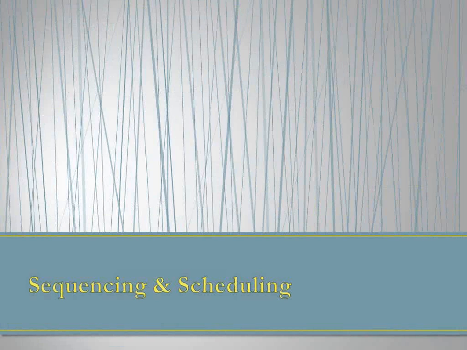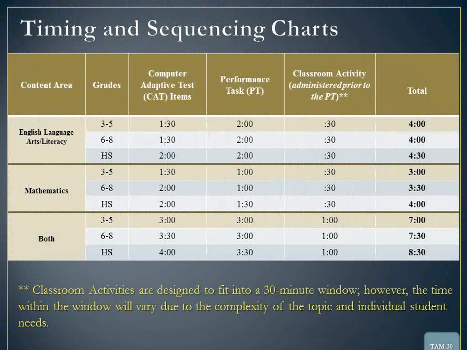So now we're going to go to sequencing and scheduling. I know that many of you might have seen this chart multiple times, and basically this is an overview schematic of the estimated working times by grade bands. You're looking at elementary, middle, and high school and how much time it will take for a student to take the test.